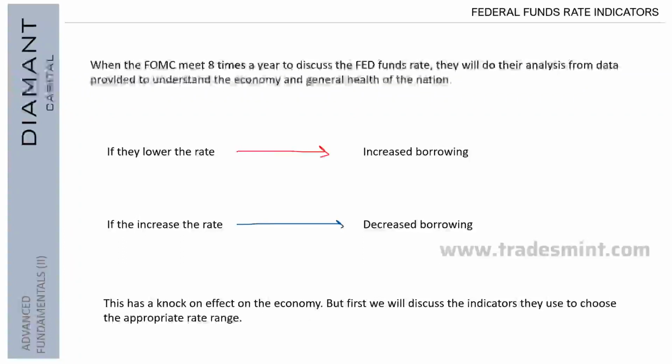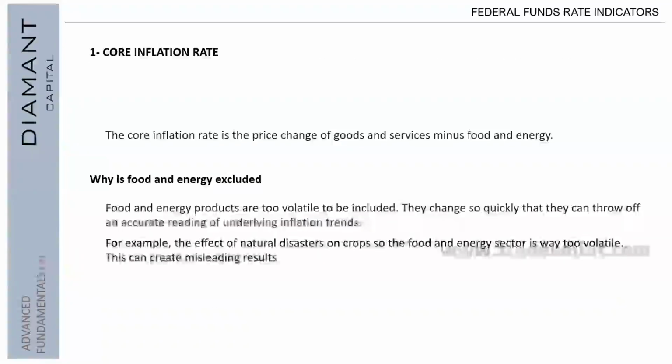Now, if they lower the rate, what does that do? That increases borrowing. If they increase the rate, that means decreased borrowing. So of course, you've got the inflationary and the deflationary conditions already built into this lesson in a way. So this has a knock-on effect on the economy. But first, we will discuss the indicators they use to choose the appropriate rate change or range.